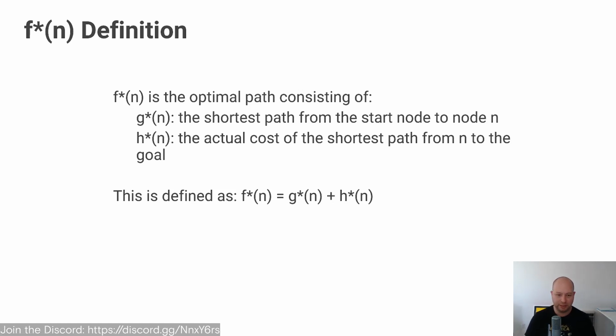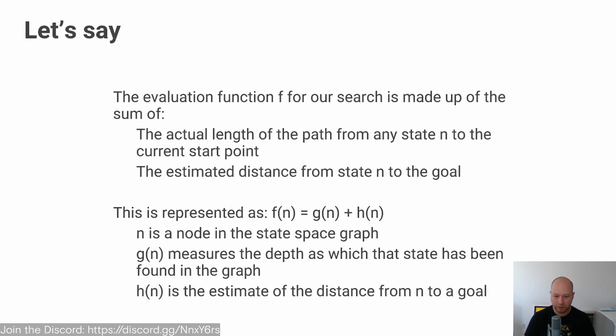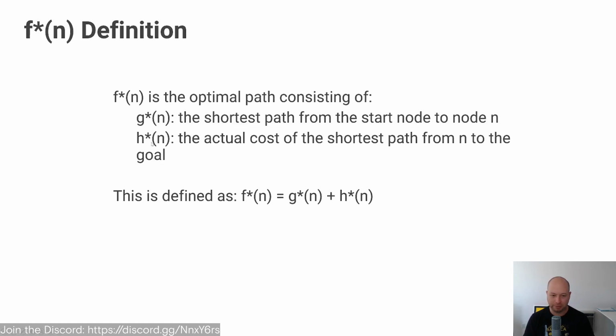So I think that's the one thing that we should clarify here: as you get closer, as n gets closer, the path is getting closer, and so you'd think, oh, h of n should be going down. That doesn't make sense anymore, because this number is going to get smaller as we get closer to that. And what is this h optimal thing? What's the actual cost of the shortest path from n to the goal?